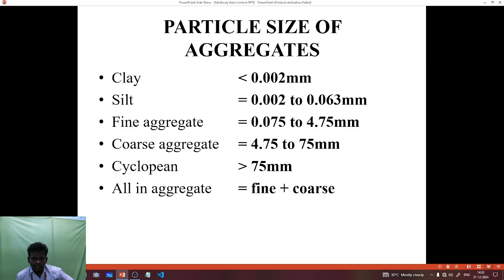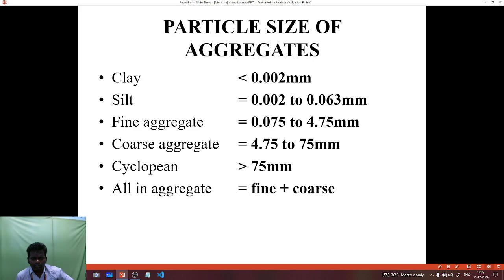Particle size of aggregates. The particle size of clay is less than 0.002 mm, and the particle size of silt is between 0.002 and 0.063 mm. The particle size of fine aggregate is 0.075 to 4.75 mm, the particle size of coarse aggregate is 4.75 to 75 mm, and the particle size of cyclopean is greater than 75 mm.